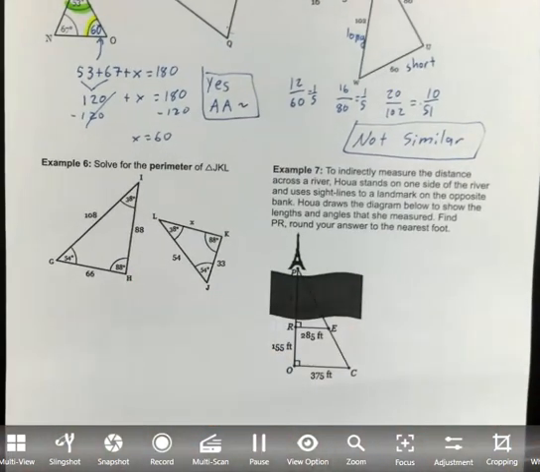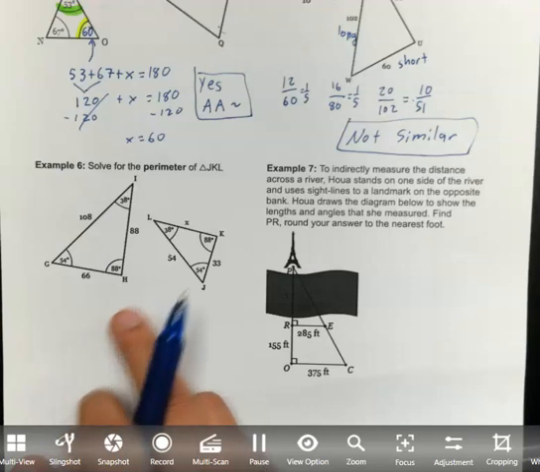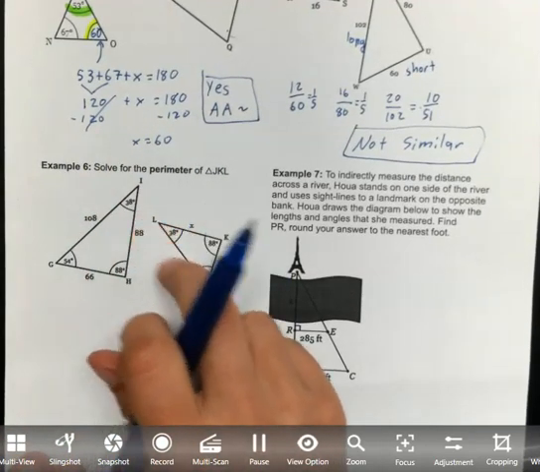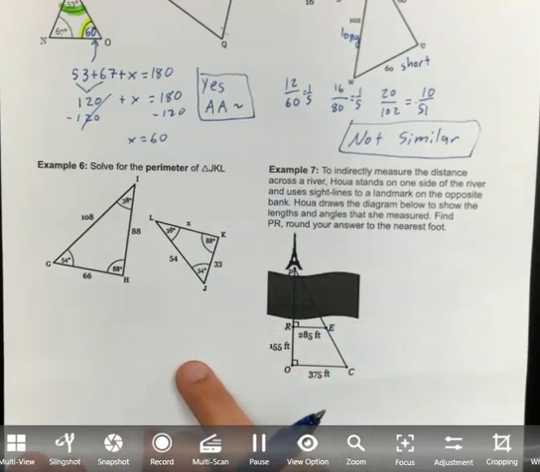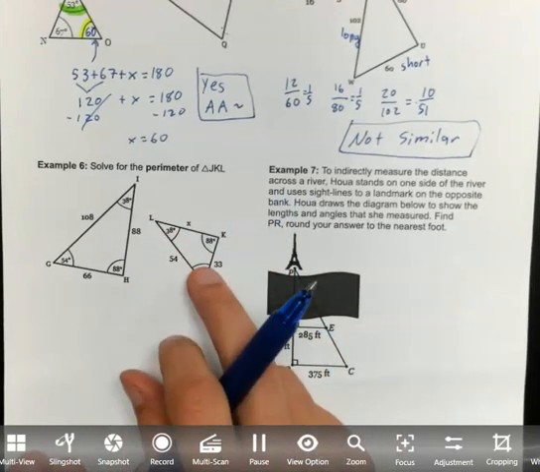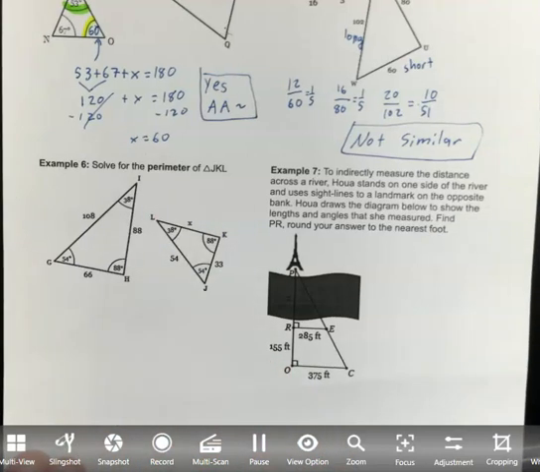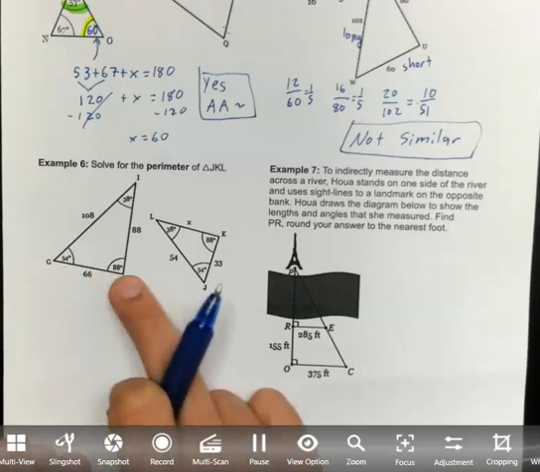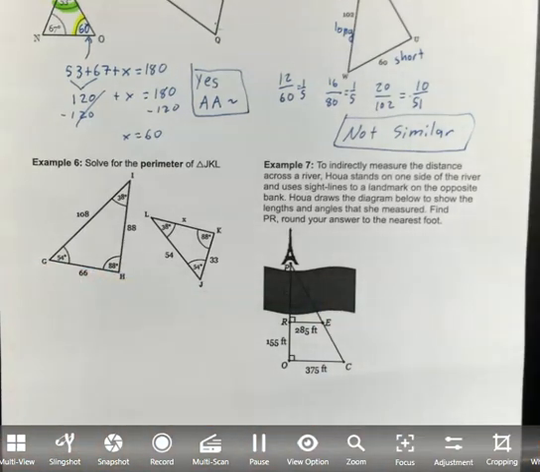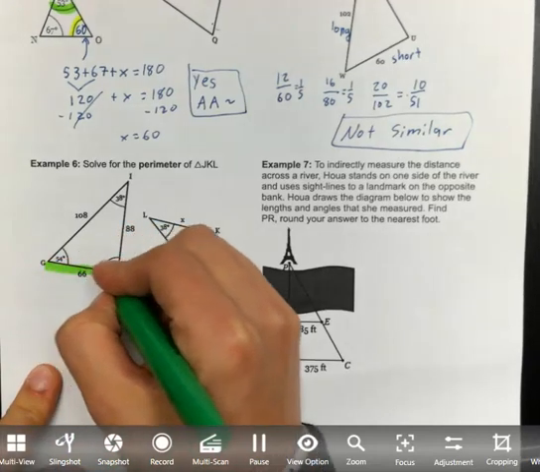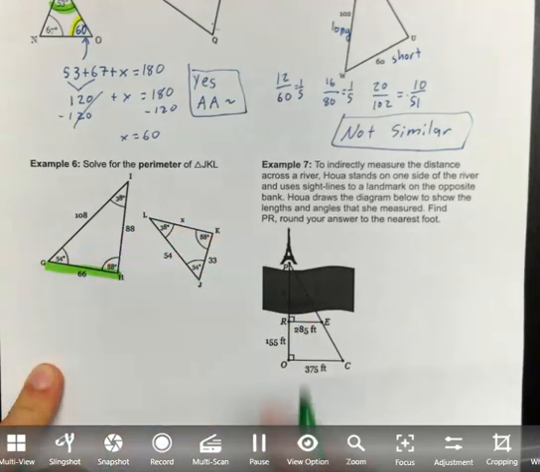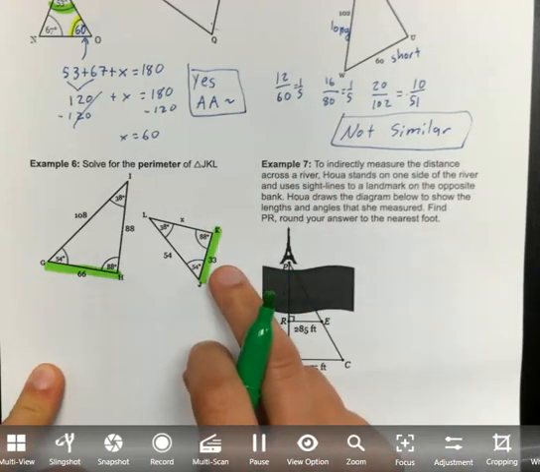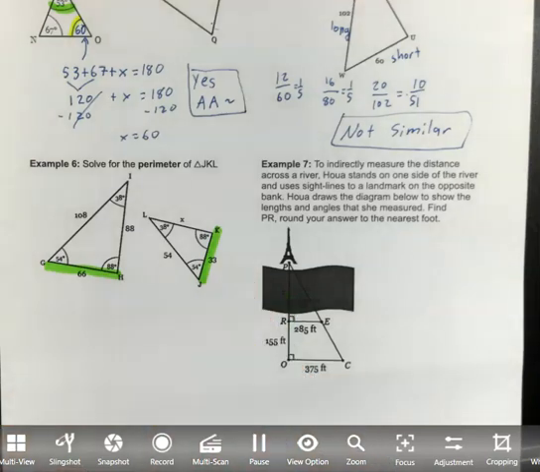Alright, moving on. Solve for the perimeter. Remember, perimeter means we're adding the outside sides. Alright? Well, it wants the perimeter of this smaller triangle, JKL. So, in order to do that, I first need to solve for this x. Well, to do that, I need to match my sides. So, notice over here, this piece right here, I'm going from 54 to 88. Looking at my angles, going from 54 to 88. So over here, 54 to 88, that's this angle. All right, so these two match. Let's match the other ones.